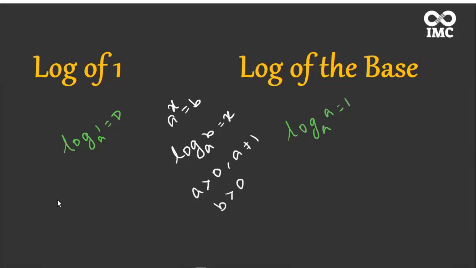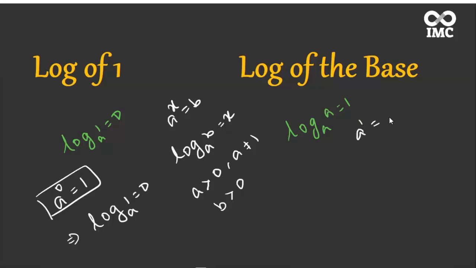So we know that from the exponential form a to the power 0 equals 1, by using the idea of the definition of logarithm, instead of this one, we can write log base a of 1 equals 0. 0 and 1 will be replaced in that way. Similarly, from this one, a to the power 1 equals a. So by using the definition of logarithm, we can write log base a of a equals 1.